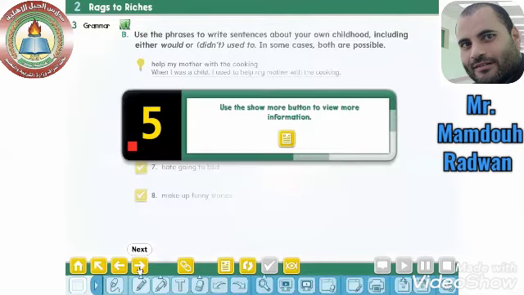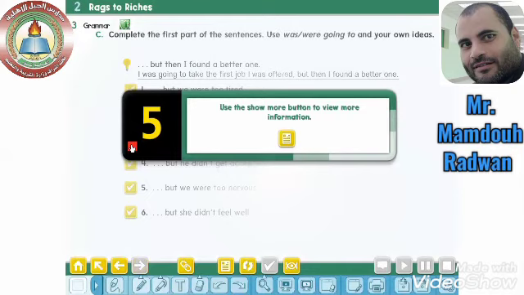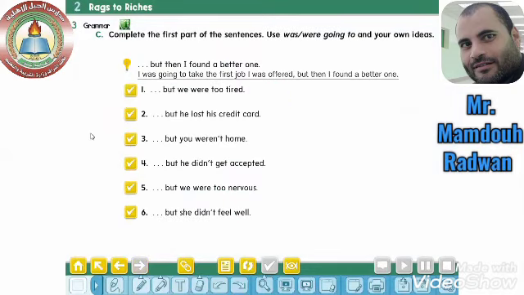Let's move to the last exercise. In that exercise, you have to complete the first part of the sentence. Use was or were going to talk about plans which were not carried out, or predictions in the past. Yes, very good. And your own ideas. So you are free. For example, here, this is the last part of the sentence: but then I found a better one.